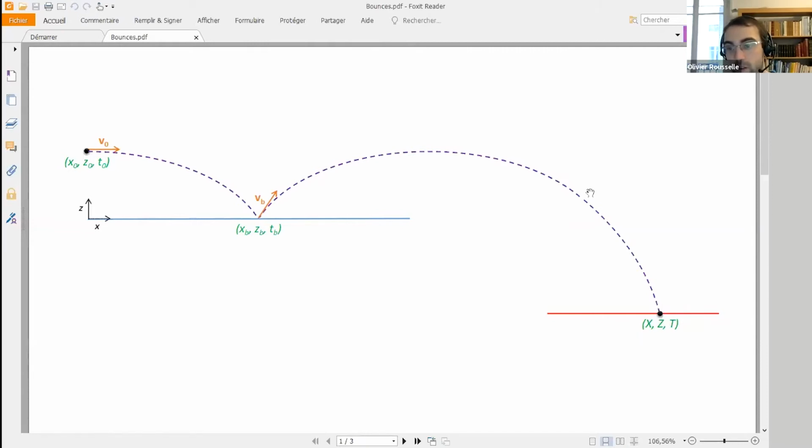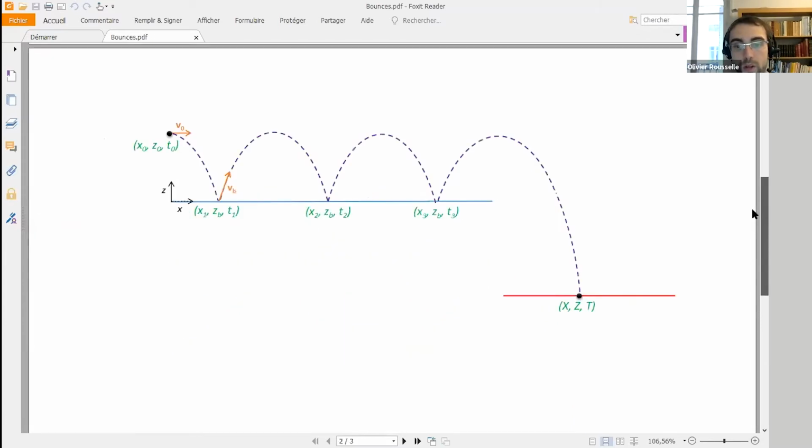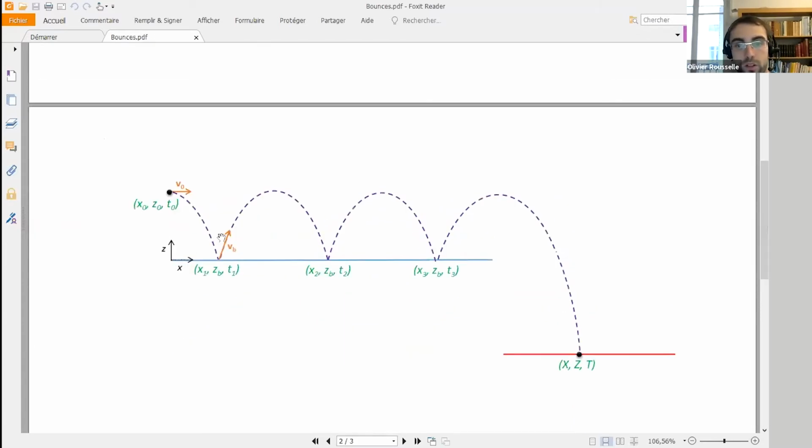So this is the case with one bounce before the detection, but you can also have several bounces on the mirror. Here, for example, you have 3 bounces, each characterized by its time of bounce, T1, T2, T3, and after that the time of detection, big T. So this is the case with 3 bounces.